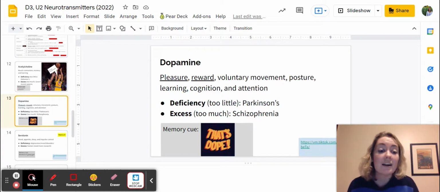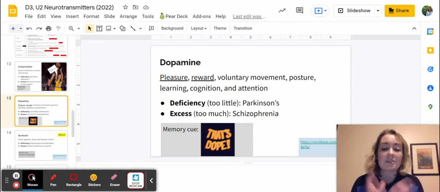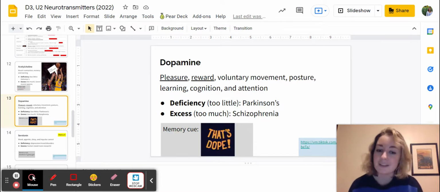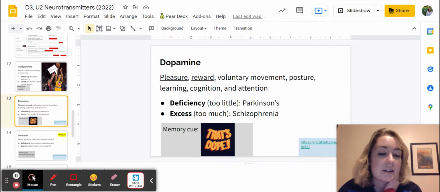Also, feelings of love and lust and all that jazz are highly tied in with dopamine because it's giving us that pleasure feeling. So that's why if you're going through a breakup, even if it's for the best, it's pretty tough because we miss those feelings of pleasure, reward, dopamine that we get. Also tied in with things like voluntary movement, posture, learning, cognition, and attention. So lots of different stuff.